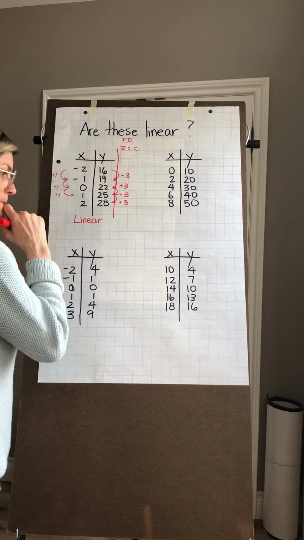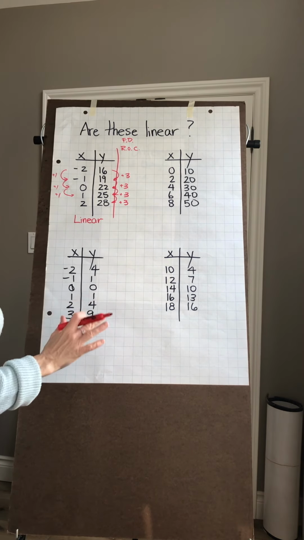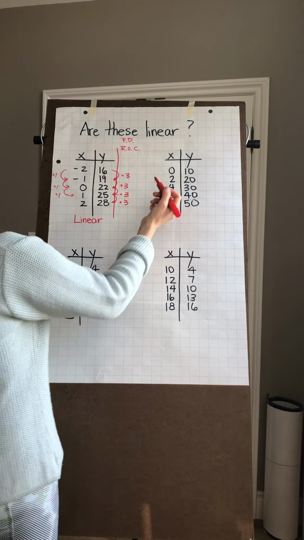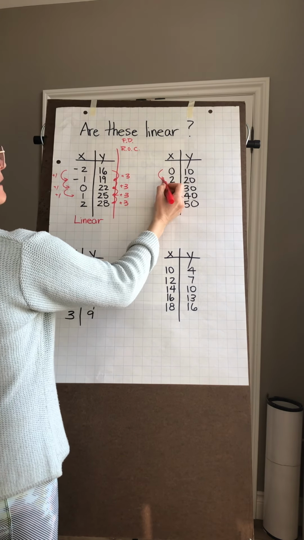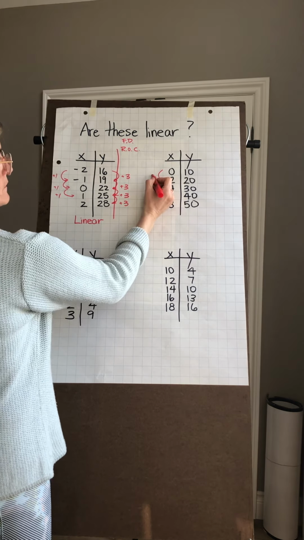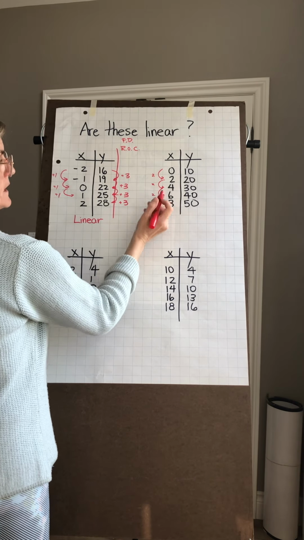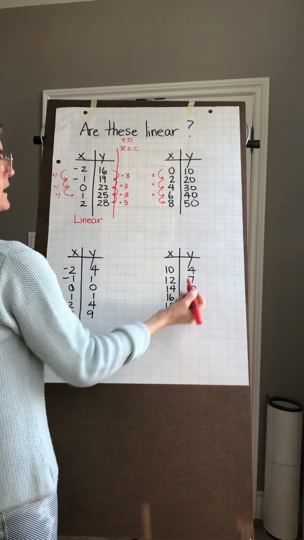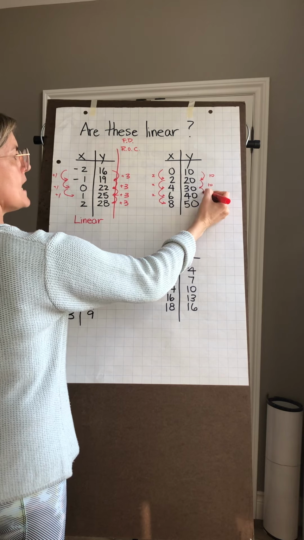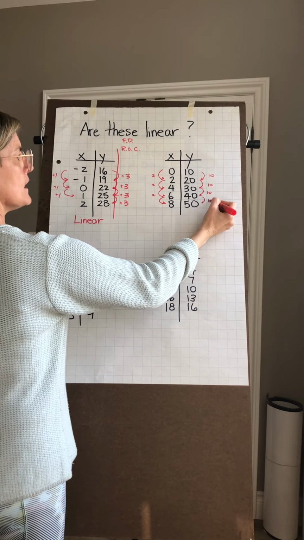Okay, so got a few more. If you want to take the time to write these down, go ahead. Okay, so this one, every time we go up by 2 in our independent variable, okay? We are going up by 10 over here.